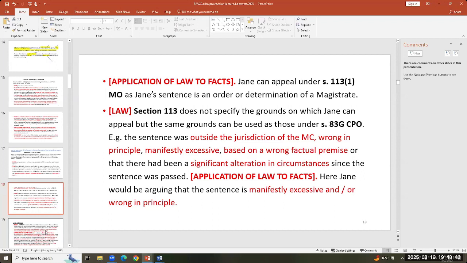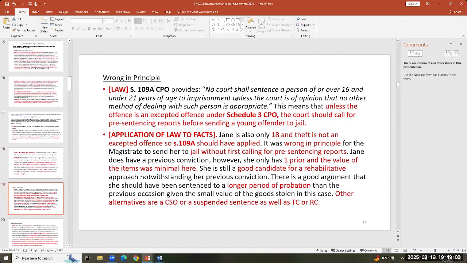What else? She's 18. So remember, way back at the beginning, we flagged 109A that we need to consider, the provision for young offenders. Remember that provides that for an offender under the age of 21, they shouldn't be sentenced to imprisonment unless there's no other alternative. So here we have the provisions of section 109A, right? You don't need to set this out in full. You can summarize it. But remember, it doesn't apply to accepted offenses in Schedule 3. So she's only 18. Theft is not an accepted offense. So 109A should have applied.